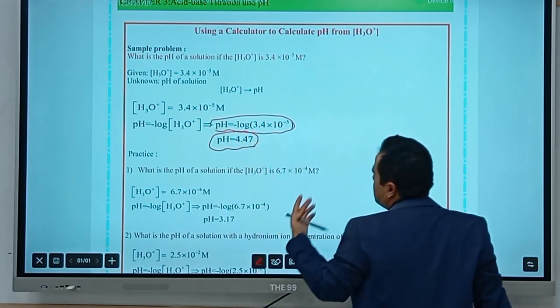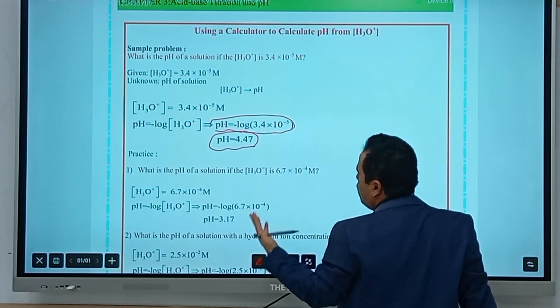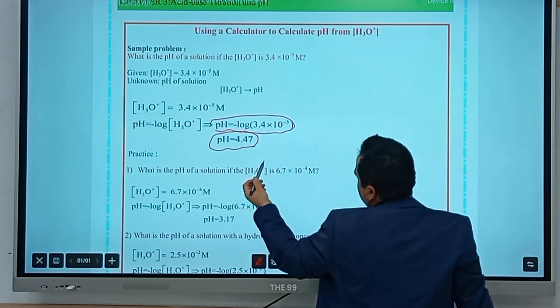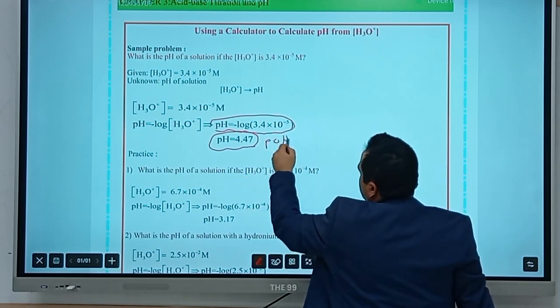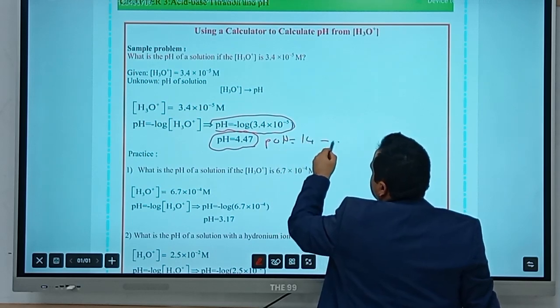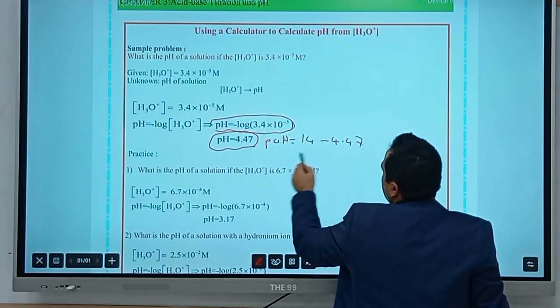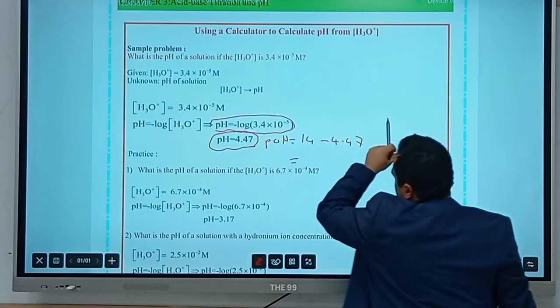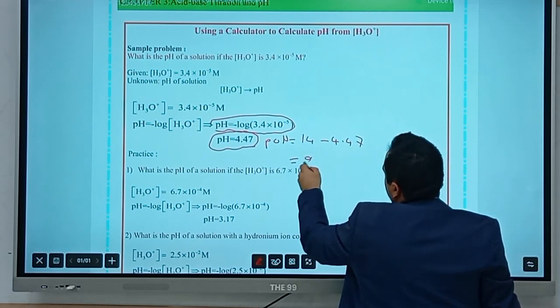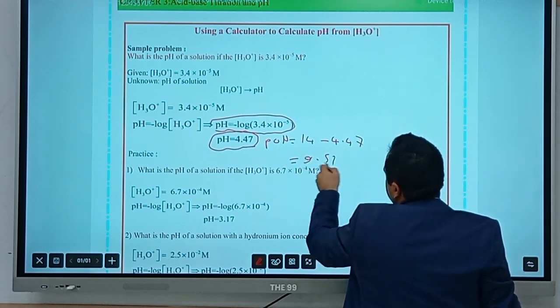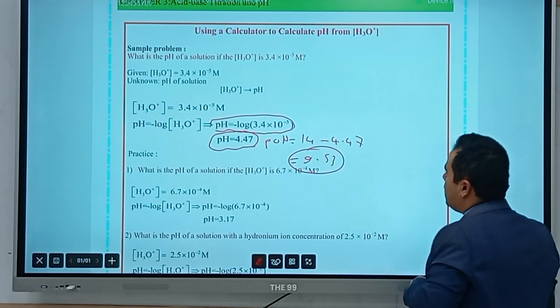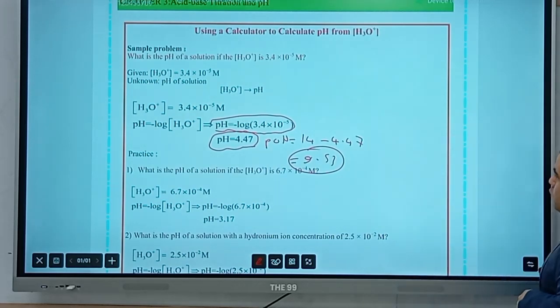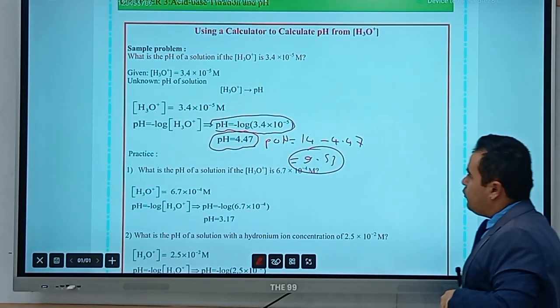Unlike the other values, it's a decimal value, it's not a whole number, and the pOH is equal to 14 minus 4.47, which is equal to 9.53. 9.53 will be the pOH of the solution.